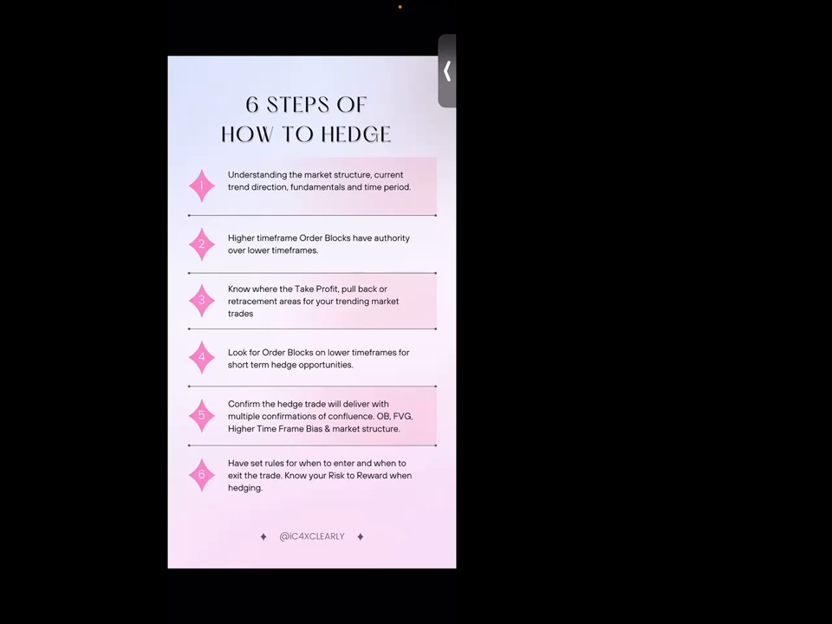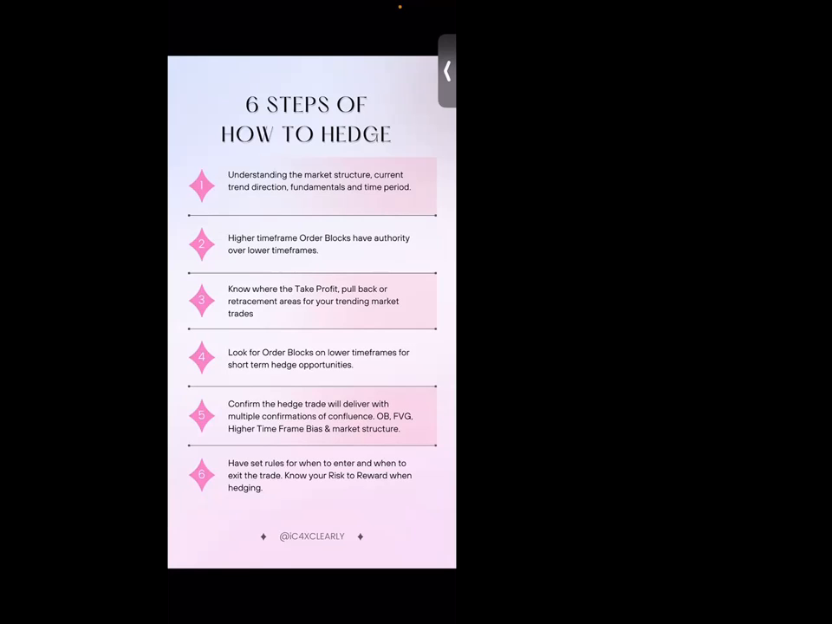The overall market structure is going to be a sell because it's tapped into a higher time frame bearish order block. So higher time frame order blocks have authority over lower time frames. Like the monthly has more authority over the 16-hour, and the 16-hour has more authority over the 4-hour, and so on. So you should always mark up your higher time frame order blocks, but also if there are lower time frame order blocks, say you're a scalper or intraday, you can get in for things like hedging because it will give you more confluence when you're trading.